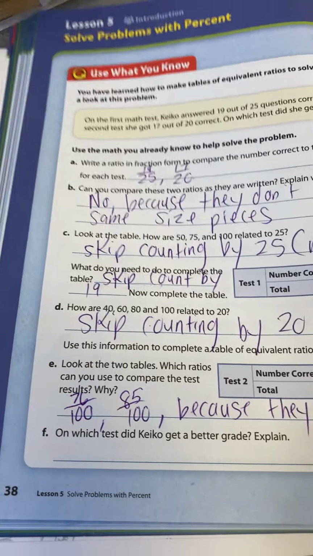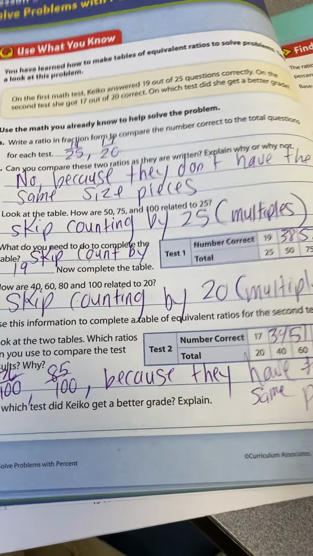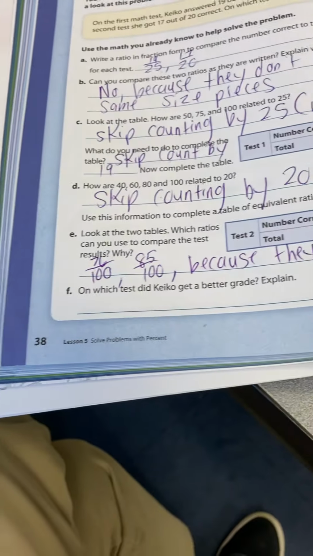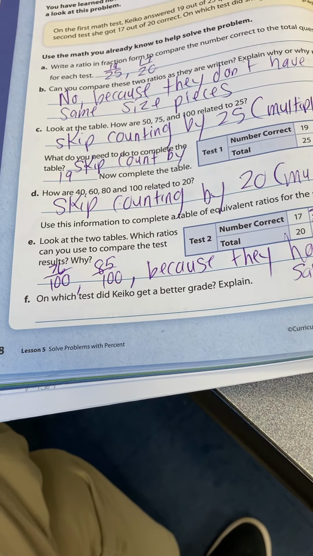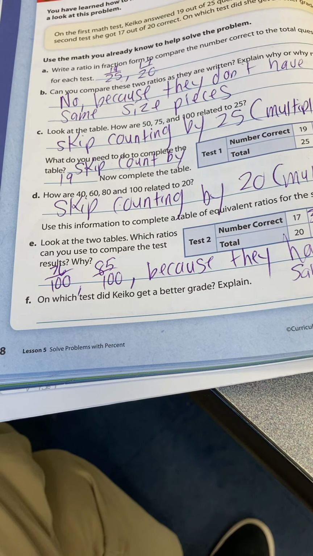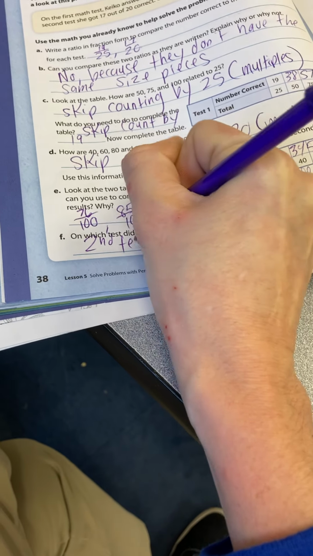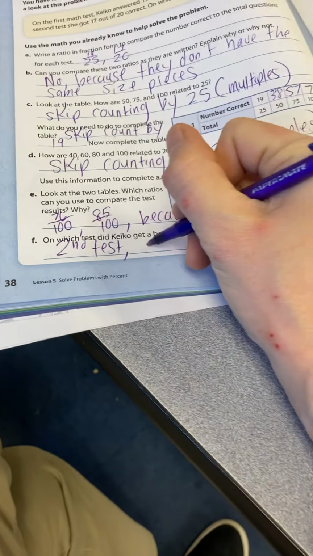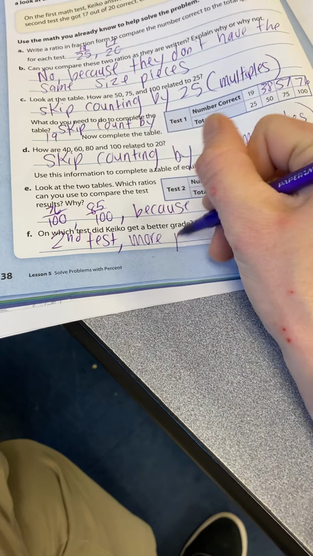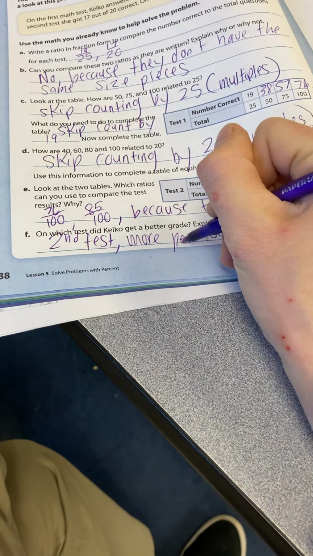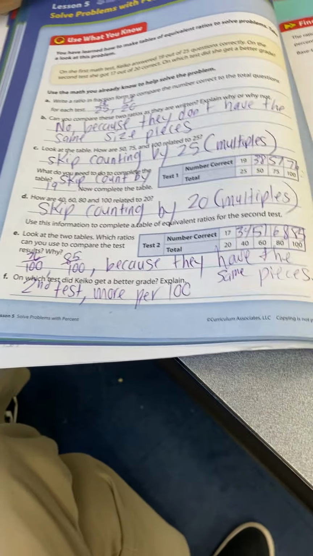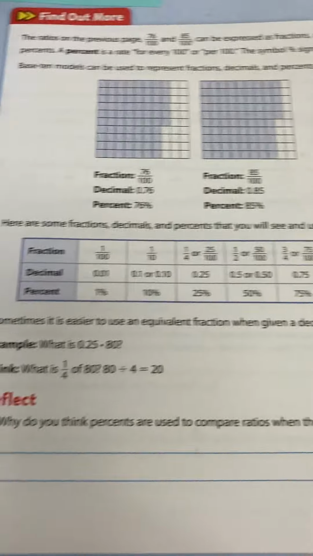Same pieces. Sorry, this is kind of messy. On which test did Kiko get a better grade? Explain. She got a better grade on the second test. More per 100. Remember, you can pause these videos if you ever need to catch up.